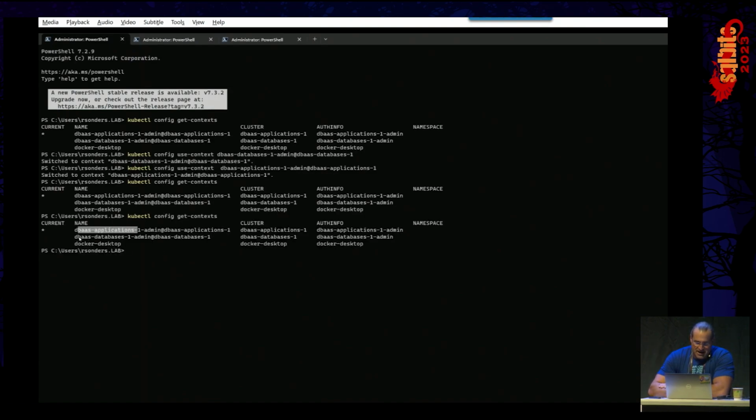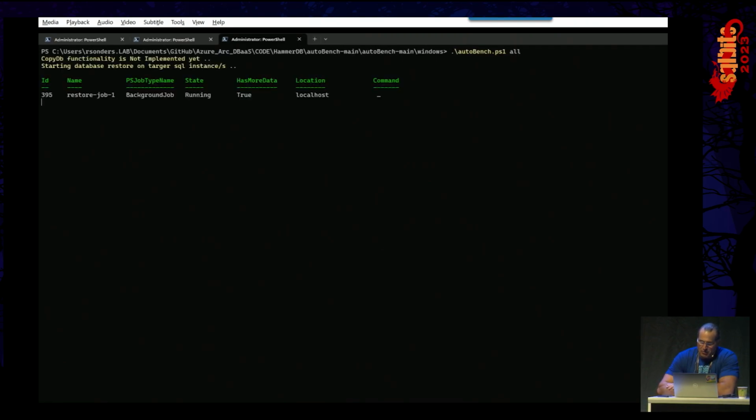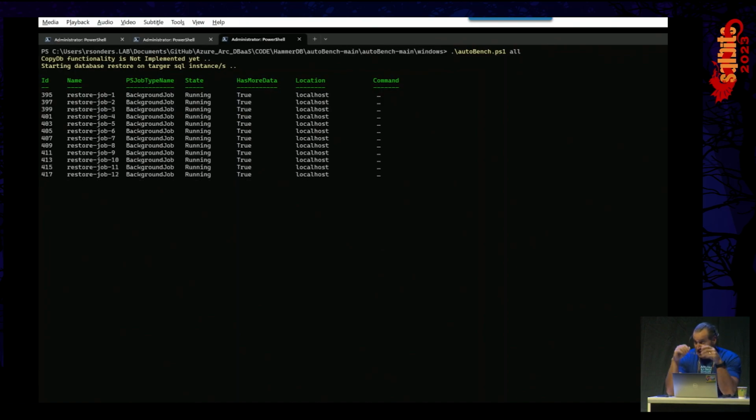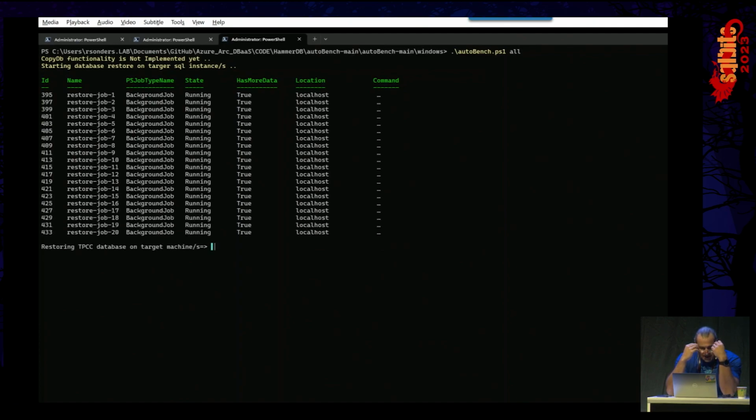So I'll switch my context over to applications, and then quickly kick off the auto bench. So here, real quick, is the job restoring the TPCC. If you know HammerDB, it's just restoring the TPCC database. I always like to restore it back to a pristine state. I think I did 20 of them here. So we can watch paint dry here for a second. I think I actually fast forward this a little bit.